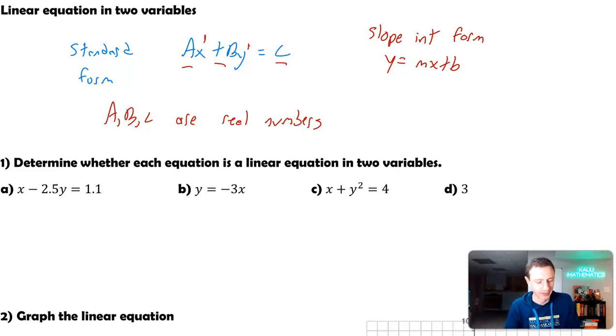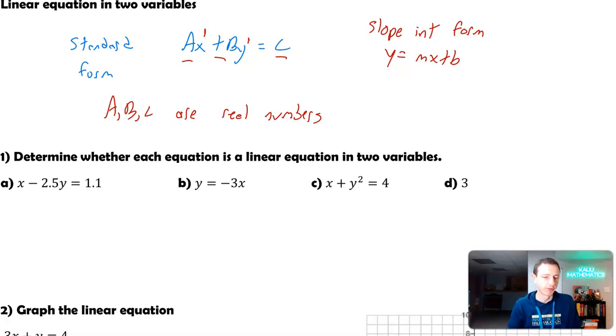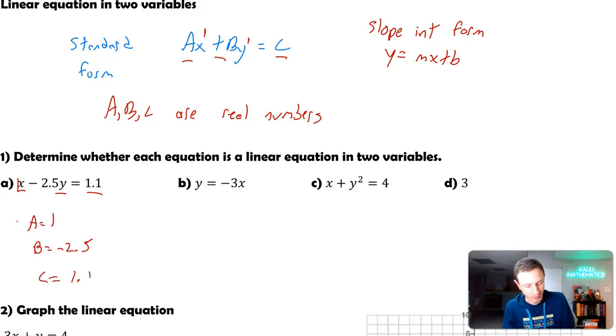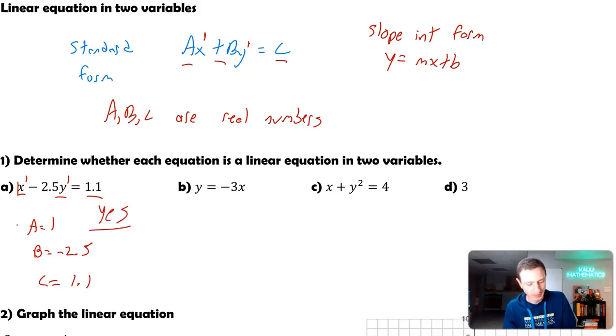So the first one, letter A, x minus 2.5y equals 1.1. If we're looking at ax plus by equals c, the a value would be 1 because it's 1x. The b value would be negative 2.5, which is okay. Could have a decimal there. And then the c value would be 1.1. We have x to the first, y to the first, so we would say yes, it is a linear equation. Meaning if we were to graph it, it would make a straight line. A linear equation makes a straight line.